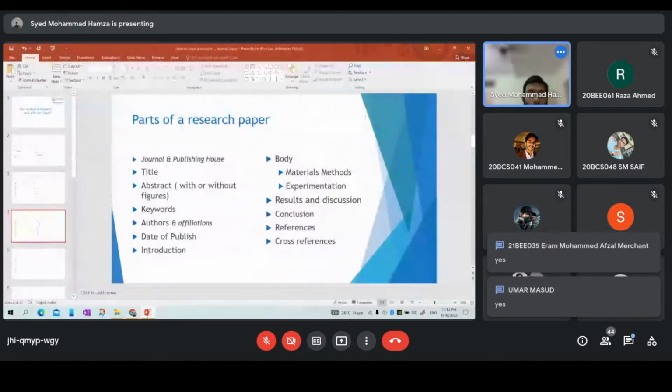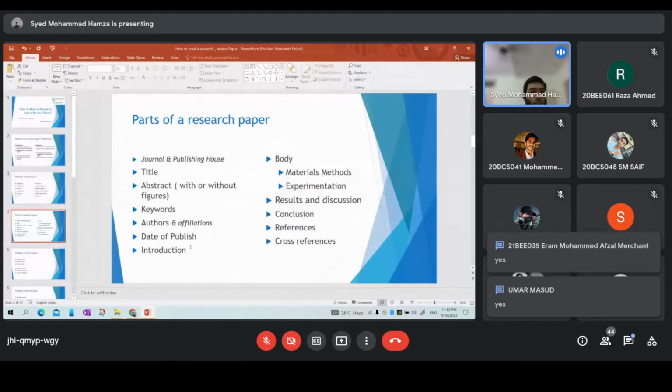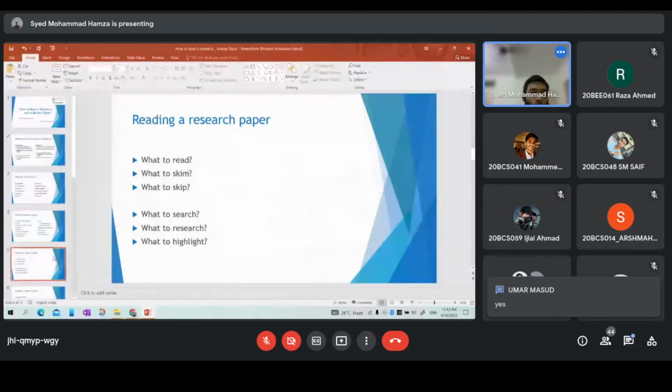So let's get back to the presentation. Now come to the original part. The topic for today's session was reading a research paper. So once you know what a research paper is, what its parts are, and the different things that you need to know, the basics, let's talk about how to read a research paper.